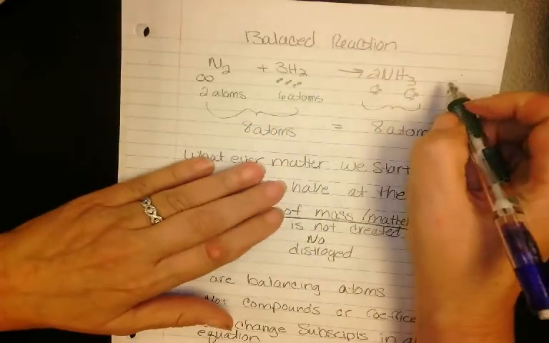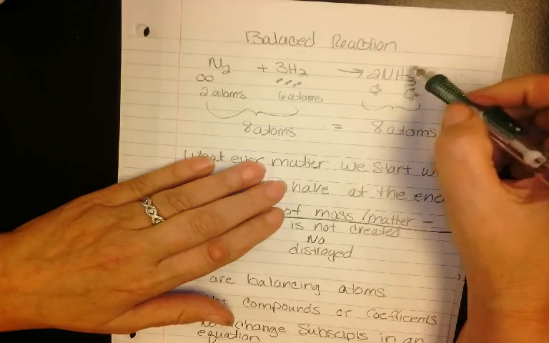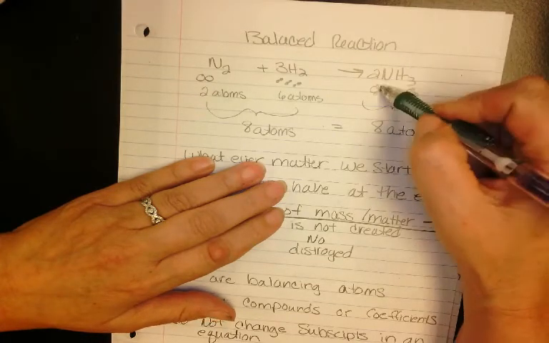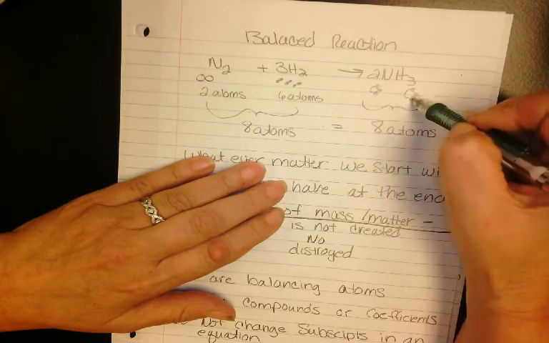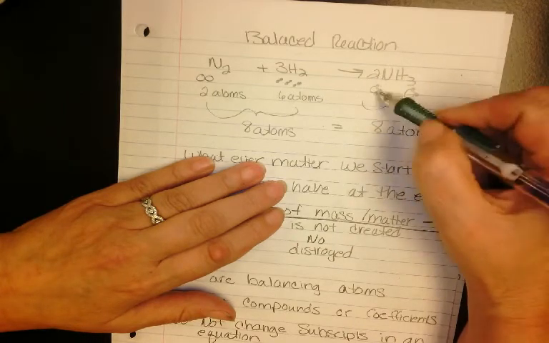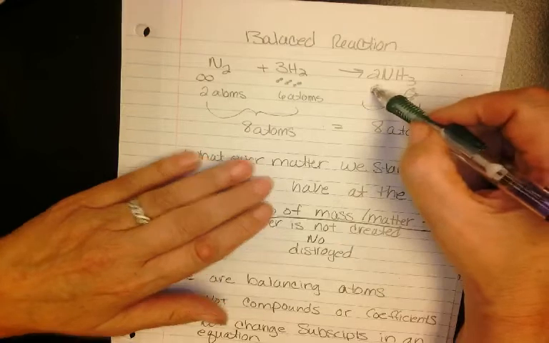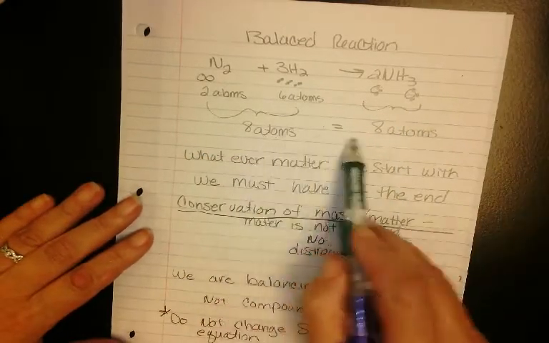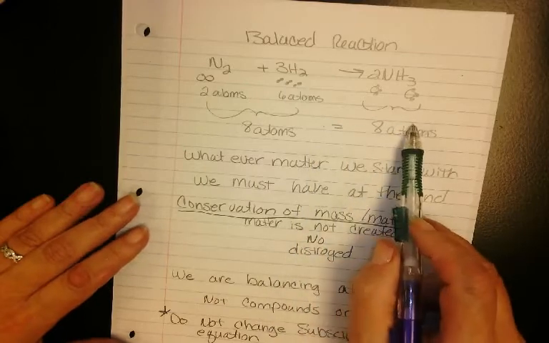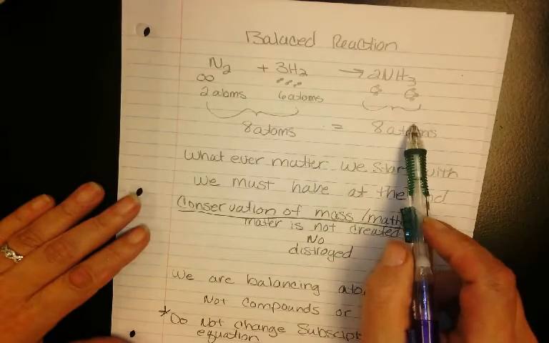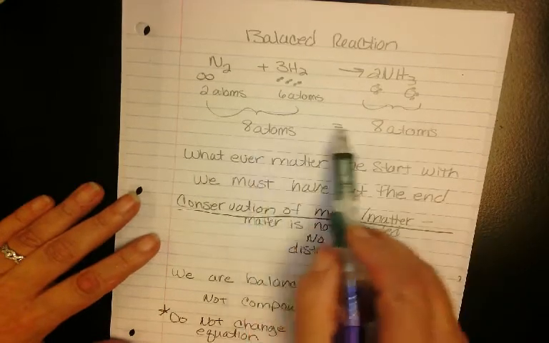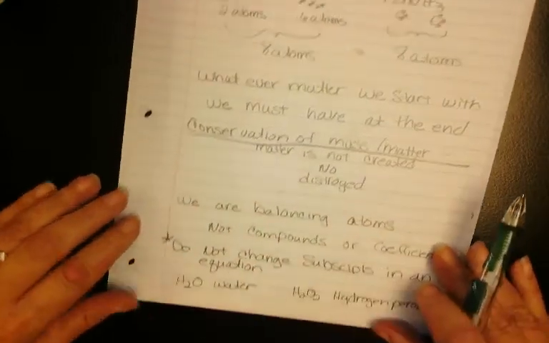Okay, and then over here we have ammonia. It rearranged and formed ammonia. 1, 2, 3, 4, 5, 6, 7, 8 atoms. Okay, I have 2 nitrogens and 3 hydrogens, but I have 2 of those molecules. So 8 atoms equal 8 atoms. They're certainly different and they're rearranged, and I have a completely new substance. But conservation of matter says I have to have whatever I started with at the end.